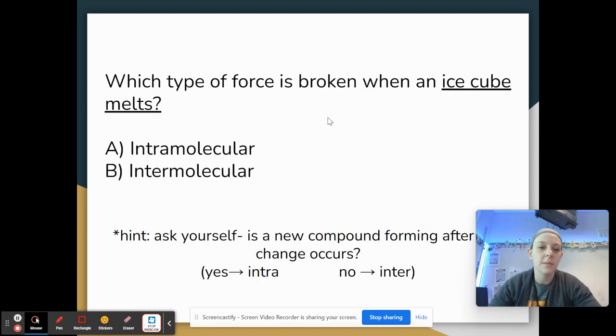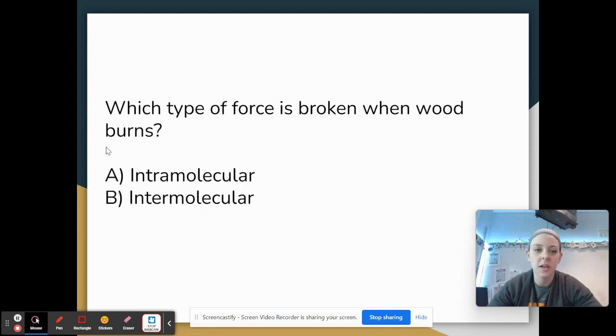So if we're looking at something like an ice cube melting, think to yourself, am I getting a new chemical compound after this change has occurred? So if I'm looking at melting ice, before it's melted, when it's solid ice, it's still water. After it melts, it's liquid water, still water. This is breaking intermolecular forces. I'm not breaking any chemical bonds in water. All I'm doing is just causing it to not stick together as well.